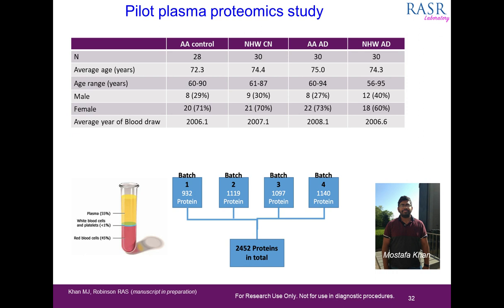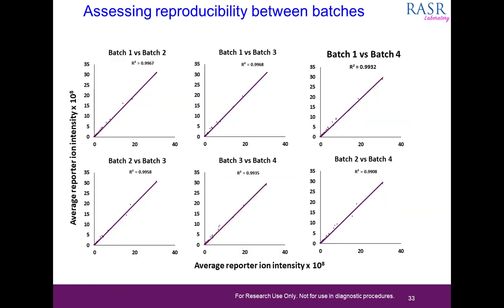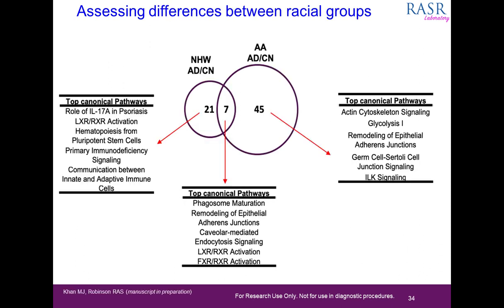What he's done is he also did a TMT-based proteomics experiment. And you can see here how many proteins he identifies across each batch. So in total, we were able to look at 2452 plasma proteins and see how they changed across the different groups. This gives you a sense of the reproducibility across the different batches that he ran, so he was getting very similar reporter ion intensity across them.